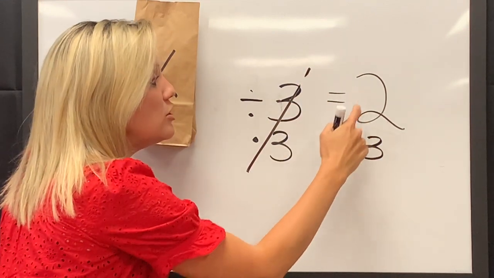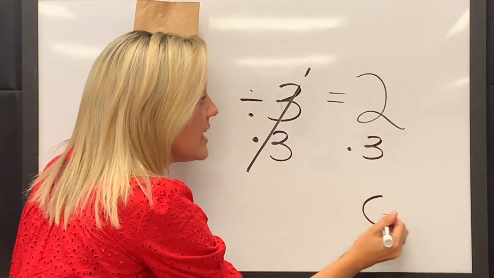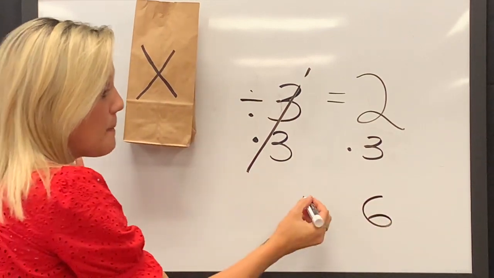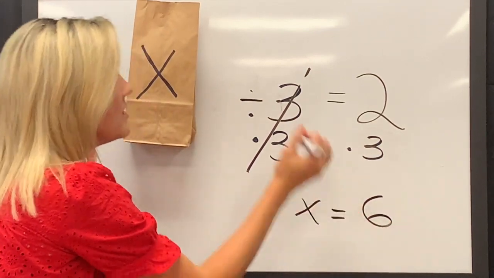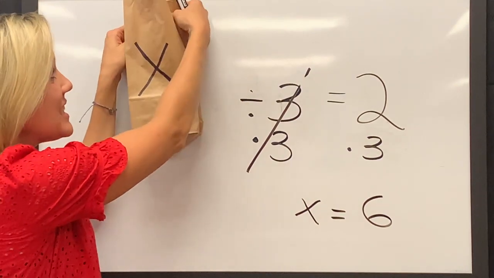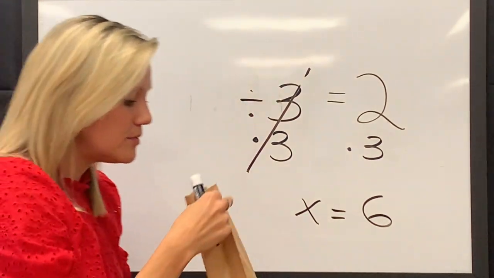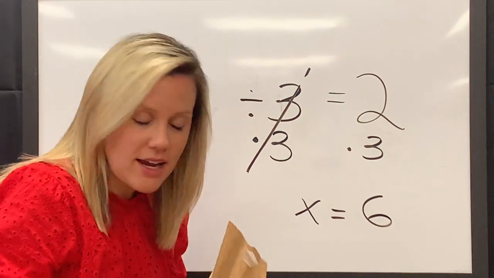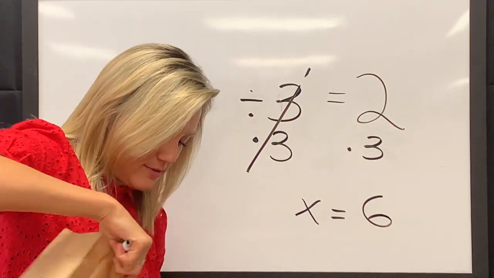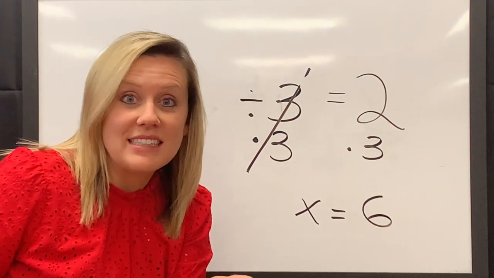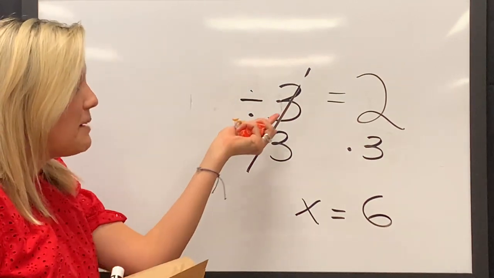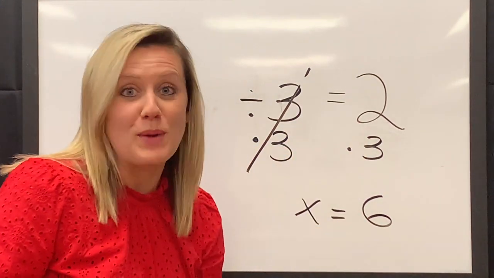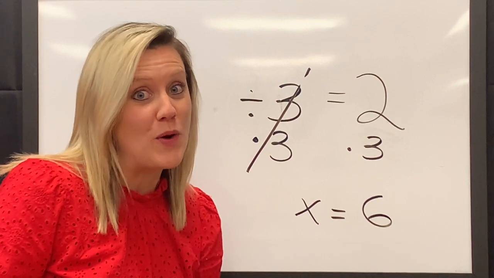Cancel, and then 2 times 3 equals 6. So that means my x should equal 6. There should be 6 pieces of candy in here. And that is right. 6 pieces of candy. And 6 divided by 3 is 2. So we know we got it right. We're going to do one more problem.